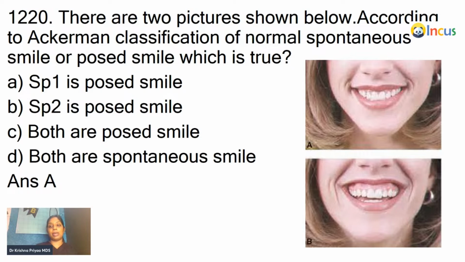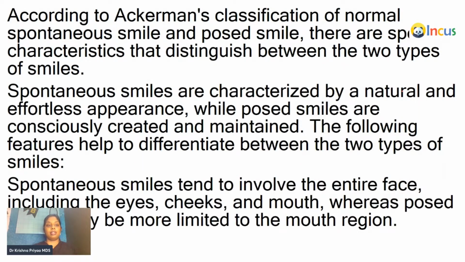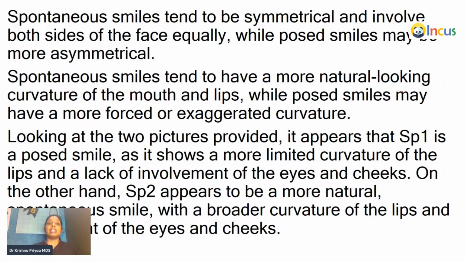So the answer one will be the part one. That is, the first picture is a posed smile, whereas the second picture is a spontaneous smile. Yes, and spontaneous smiles also tend to be symmetrical and involve both sides of the face equally, while a posed smile will be asymmetrical because patients usually believe that one side of the face is more aesthetic or more proportional when compared to the other. So they tend to focus more on that side and they smile in such a way that their proportional face is expressed. So it may tend to be asymmetrical also.